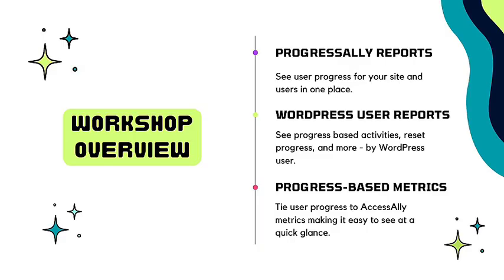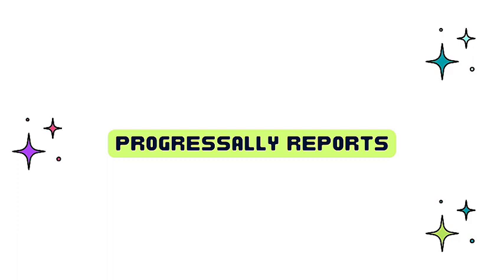Here's what we'll cover in this workshop: AccessAlly reports, where you can see the progress for your users in one place. WordPress user reports: see progress-based activities, reset progress, and more from the WordPress user panel. Progress-based metrics: tie user progress to AccessAlly metrics, making it easy to see progress at a quick glance. We'll start today's workshop with AccessAlly reports.